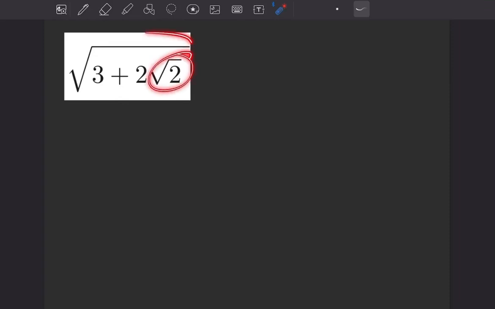Okay, so we've got a surd within a surd, and we're going to try and rewrite this so there's not a surd within a surd. So what we'll do, we'll set the thing inside equal to something squared. So 3 plus 2 root 2 is equal to (a plus b) squared.